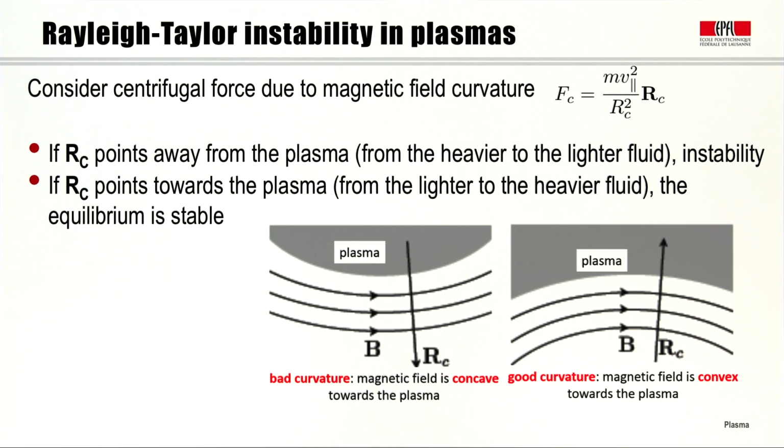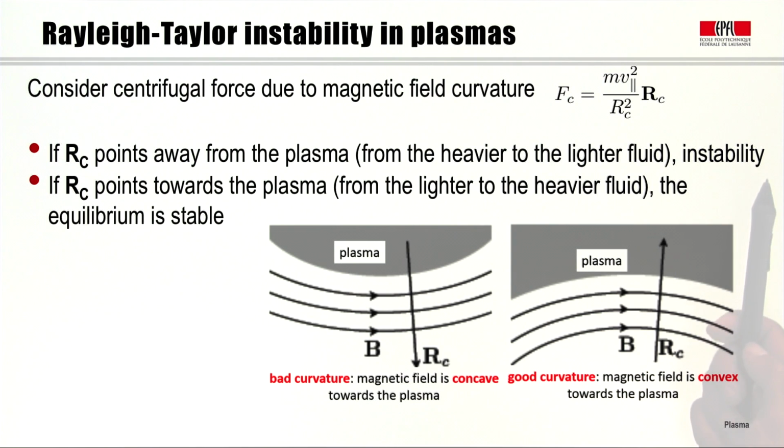We can go back to the Rayleigh-Taylor instability in plasma, and the centrifugal force due to the magnetic field curvature plays the role of gravity. This force, Fc, is expressed by this formula, and you see that it depends on Rc. This is the radius of curvature of the magnetic field line. Here we have two drawings. In the first case, Rc points away from the plasma. So it goes from the heavier fluid to the light fluid.